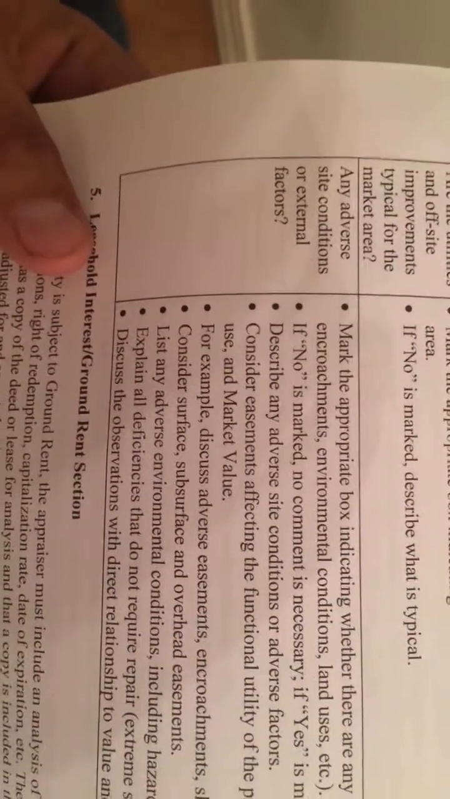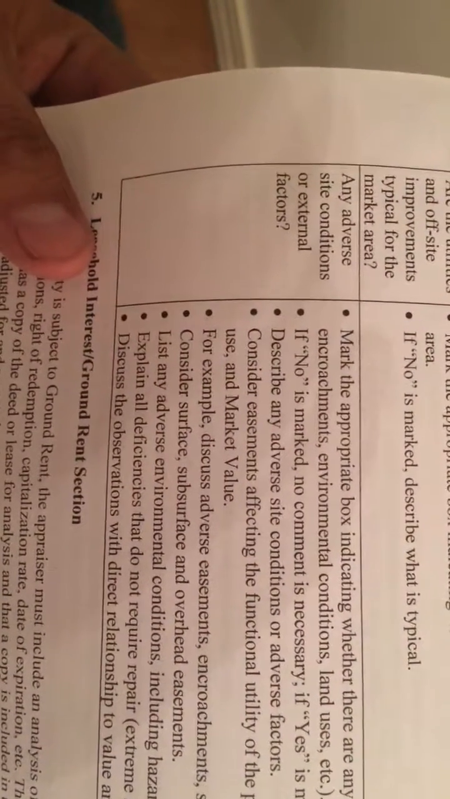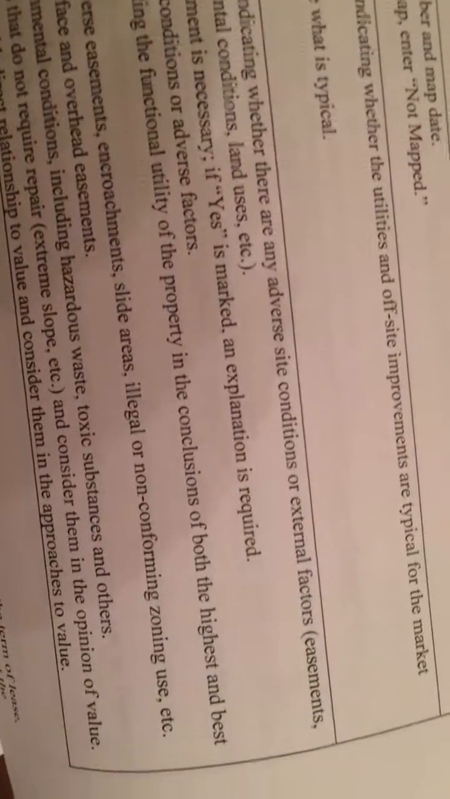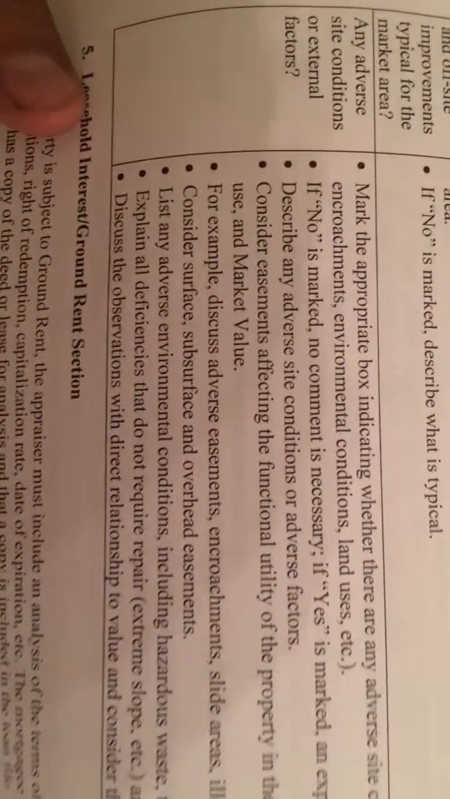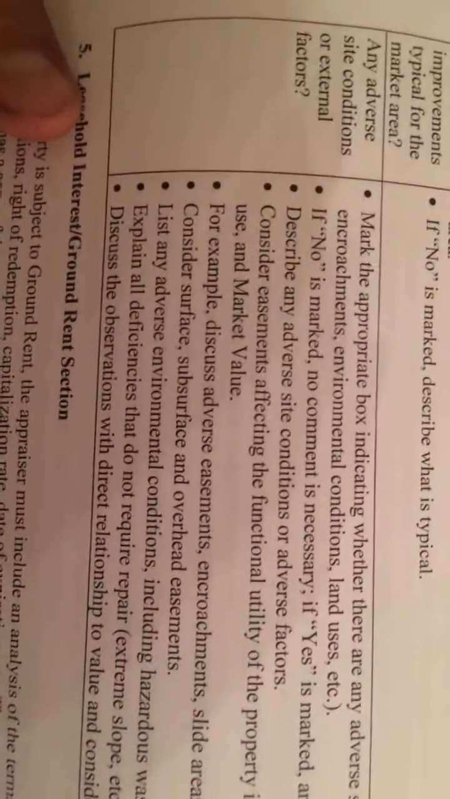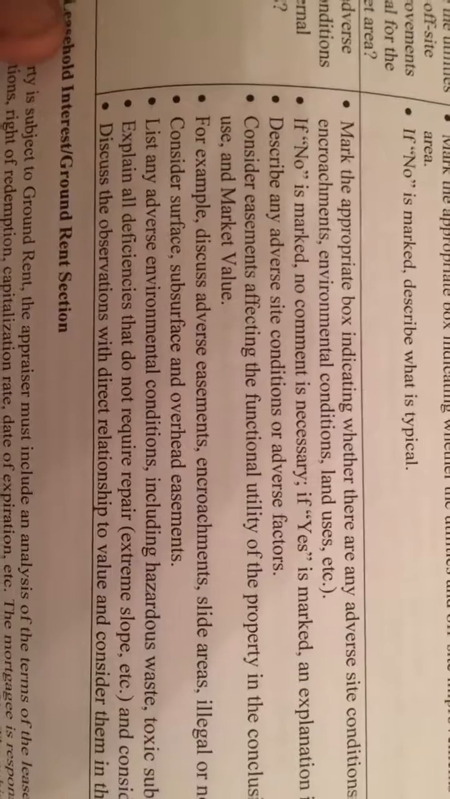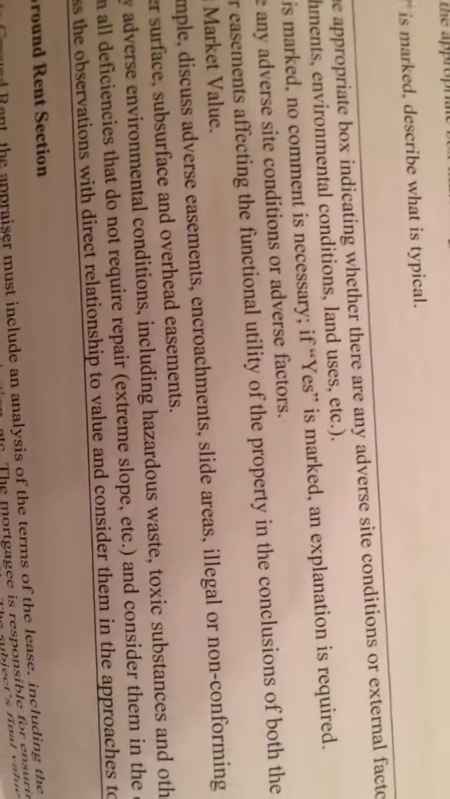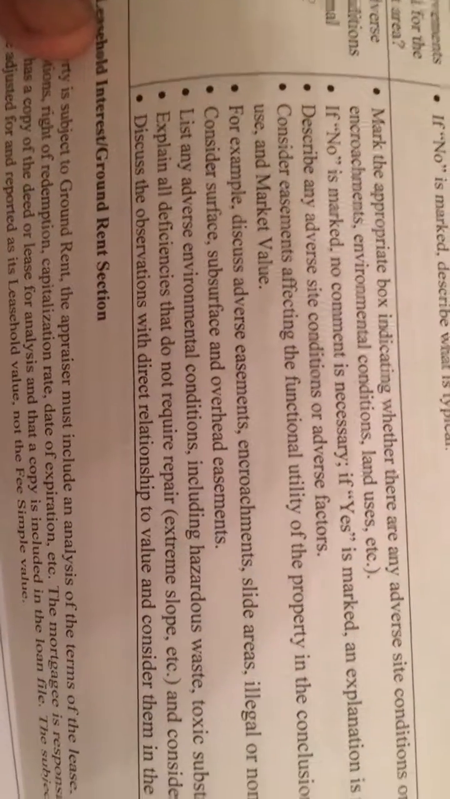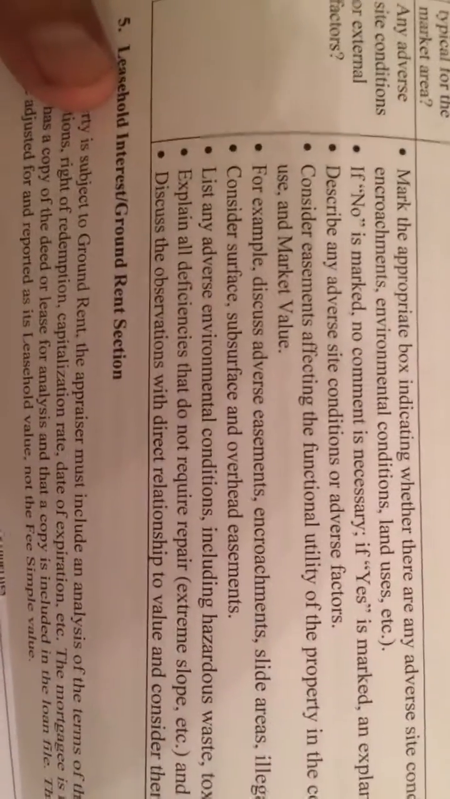Field: Any adverse site conditions or external factors. Protocol: Mark the appropriate box indicating whether there are any adverse site conditions or external factors, such as easements, encroachments, environmental conditions, land uses, etc. If no is marked, no comment is necessary. If yes is marked, an explanation is required. Describe any adverse site conditions or adverse factors.